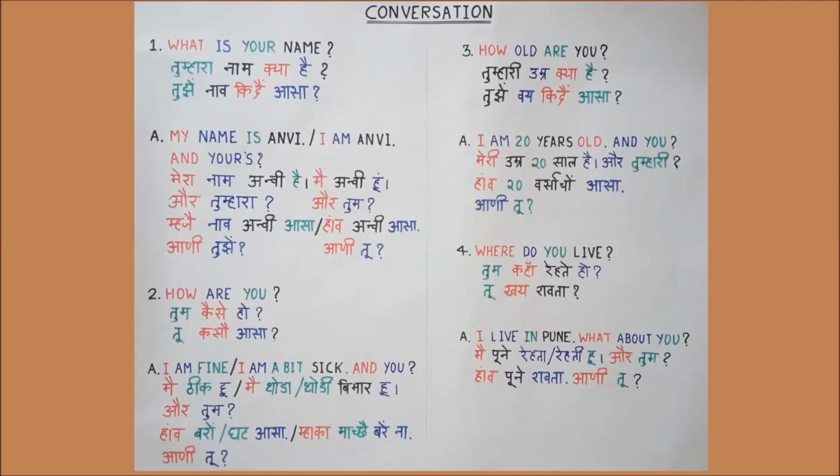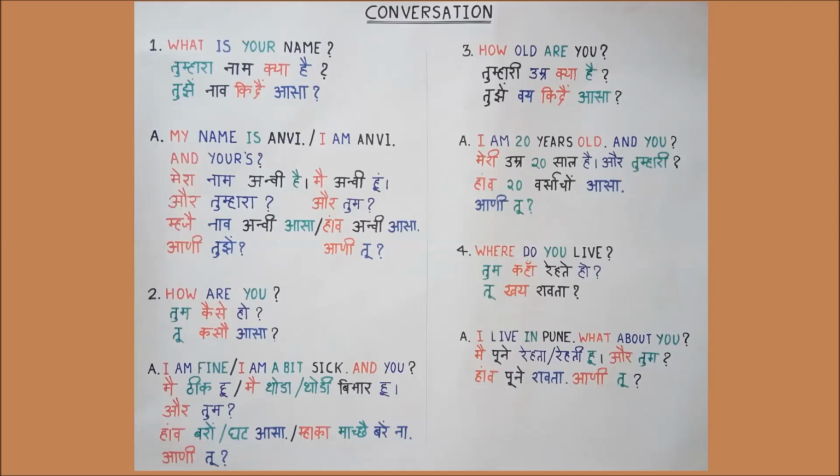Okay, so again I'll just quickly go through the Konkani part of all the questions and answers. So our first question, what is your name? तुझे नाव कितें आसा? Answer, म्हजें नाव अन्वी आसा, आणि तुझें? Our second question, how are you? I'll say तूं कसो आसा? Answer would be हांव बरो आसा, आणि तूं? Or I can say म्हाका मातशें बरें ना.